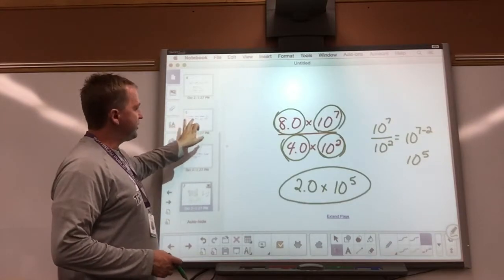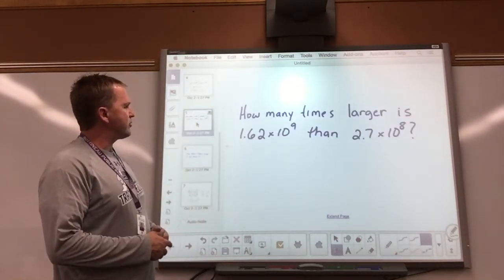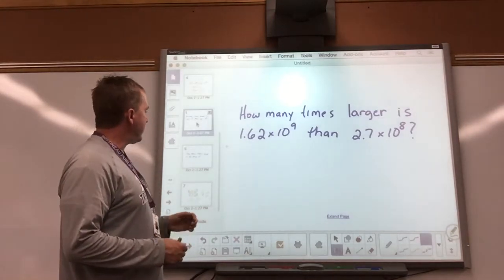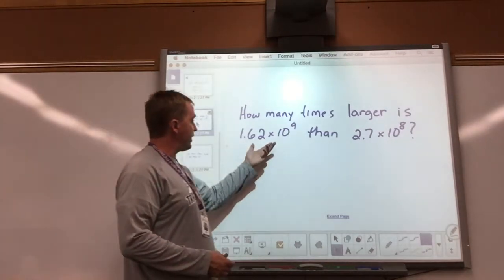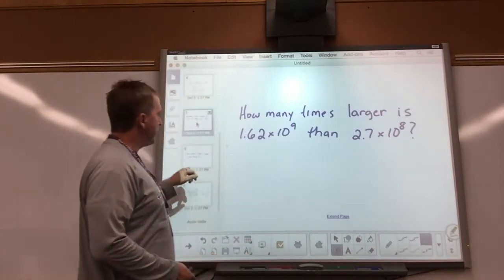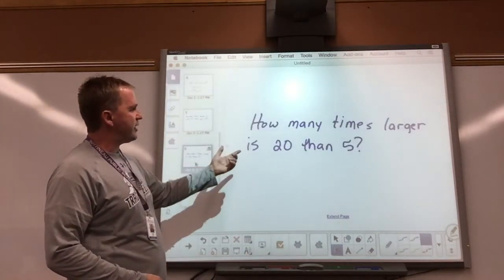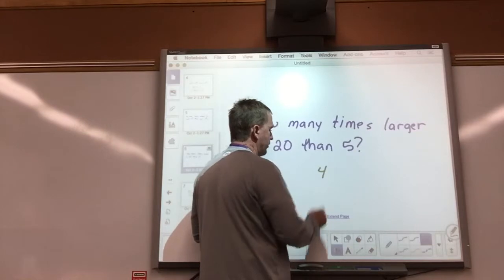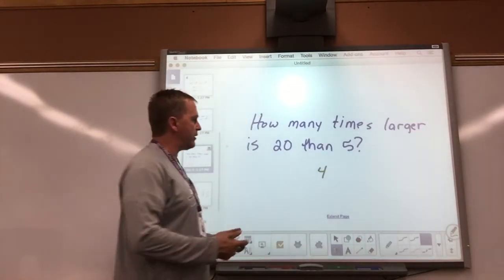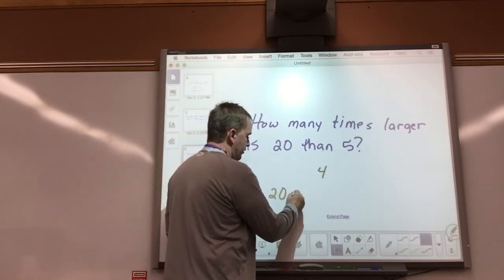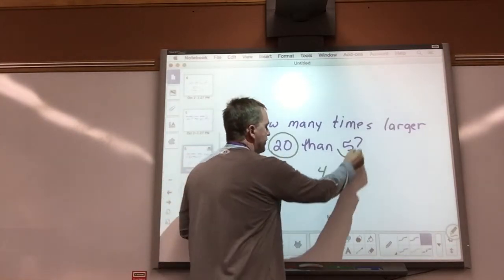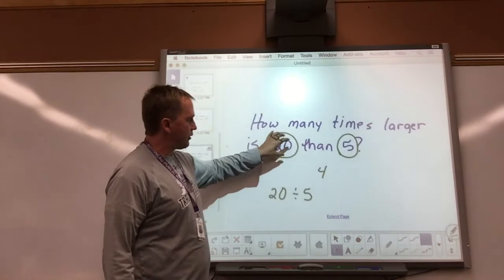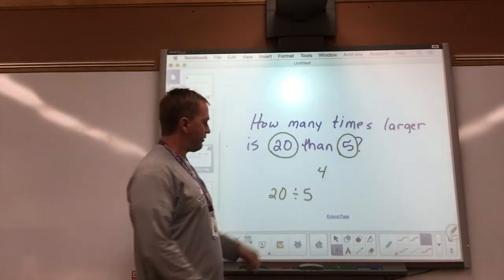Now the last thing I've seen some of the students encounter is a problem maybe something like this, where it says how many times larger is 1.62 times 10 to the 9th than 2.7 times 10 to the 8th. That seems like a really difficult problem, and when you throw in the scientific notation numbers, it does get rather difficult. But if I change that problem and said, how many times larger is 20 than 5, most students, when I ask them that, come up with an answer of 4. And my question to them is, how did you get it? It's very basically 20 divided by 5. We took this number divided by this number. If we want to know how many times larger this number is than that number, we should take the bigger number divided by the smaller number. 20 divided by 5 gives us our answer 4.